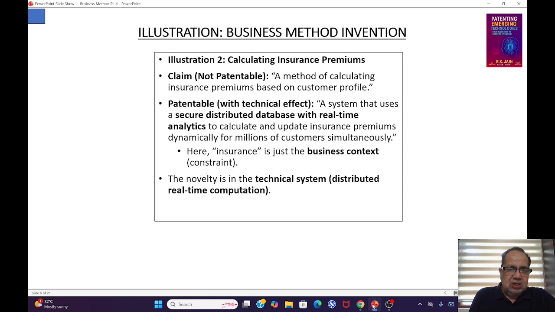Another example we'll take is, suppose we calculate insurance premium. So a simple claim: a method of calculating insurance premiums based on customer profile.